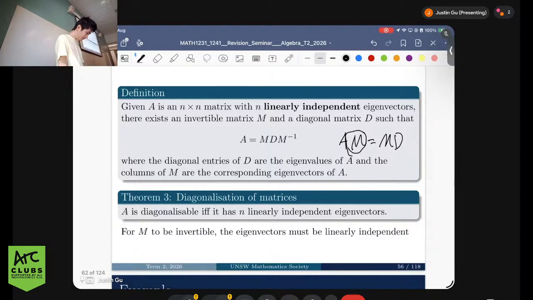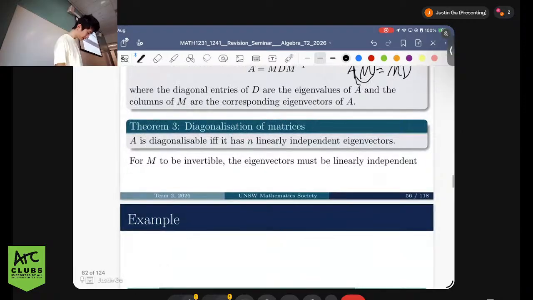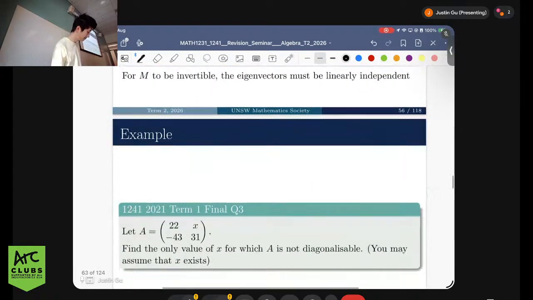And we know that A is diagonalizable if and only if it has n linearly independent eigenvectors. One direction is easy: if it has n linearly independent eigenvectors, we can just make M directly. If it has fewer than n linearly independent eigenvectors, then it turns out that M is not invertible, so we can't make that form. For M to be invertible, the eigenvectors must be linearly independent.